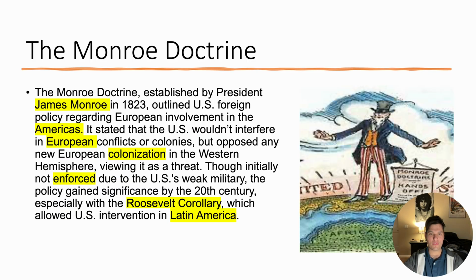As you guys can see for this slide, it's talking about the Monroe Doctrine. This is kind of just like a huge summary about what we're talking about. So basically in the year 1823, President Monroe established the Monroe Doctrine, which outlined U.S. foreign policy concerning European involvement in the Americas. It declared that while the U.S. would stay out of European conflicts and existing colonies, it would oppose any new European colonization or interference with the Western Hemisphere. At first this wasn't enforceable due to the country's weak military, but over time it became a cornerstone for U.S. foreign policy.